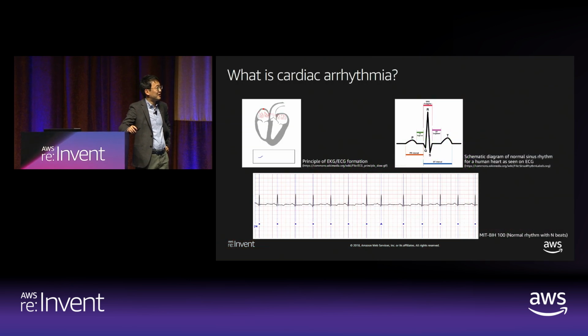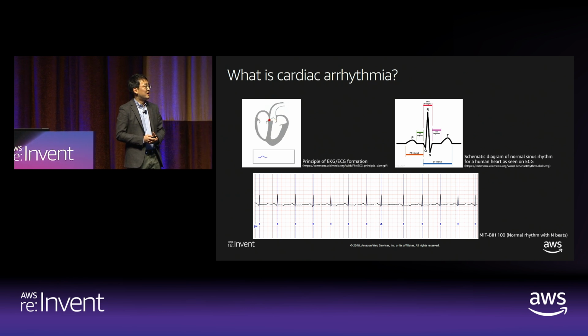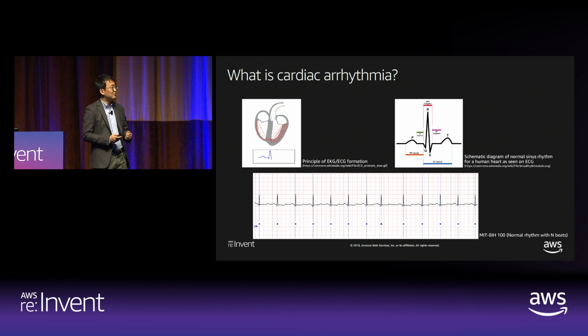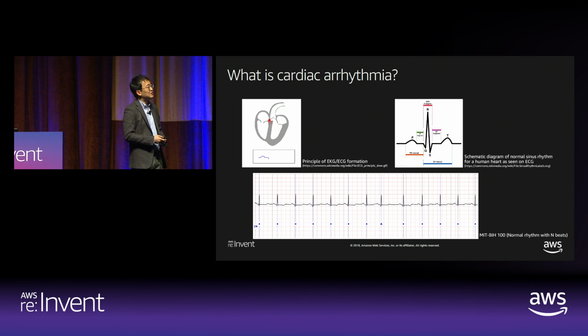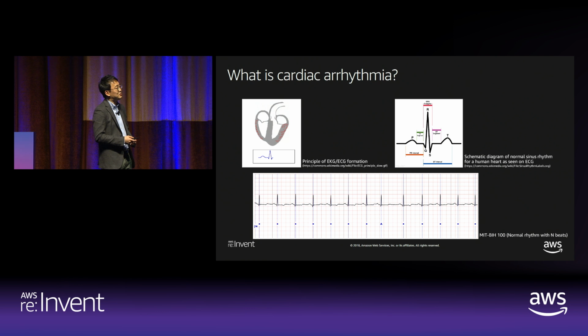Let's first talk about what cardiac arrhythmia is, also known as heart arrhythmia. It's a group of conditions in which the heartbeats are irregular, too fast, or too slow. In more detail, let's look at the top left graph here. There's electrical activity which is recorded using electrodes that are placed on your skin. It is called ECG, or EKG. And the top right graph illustrates the schematic diagram of the normal heartbeats that are seen on this ECG graph.